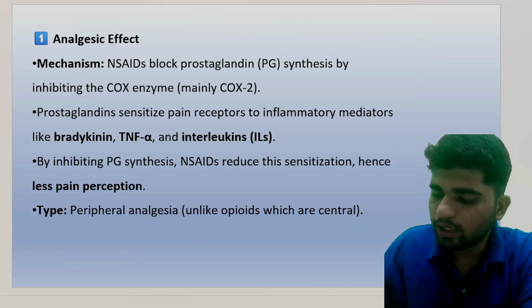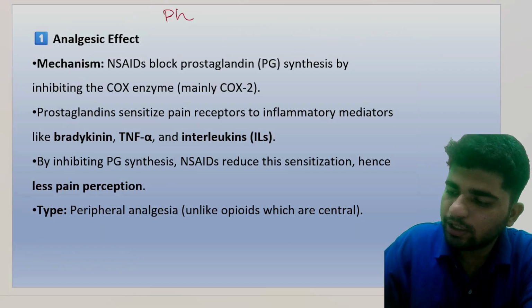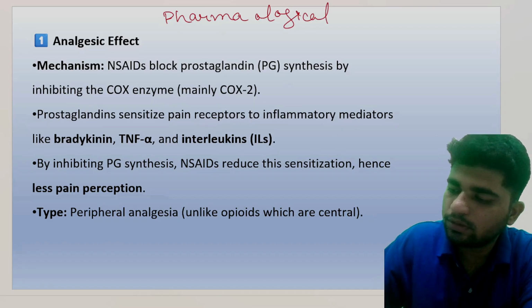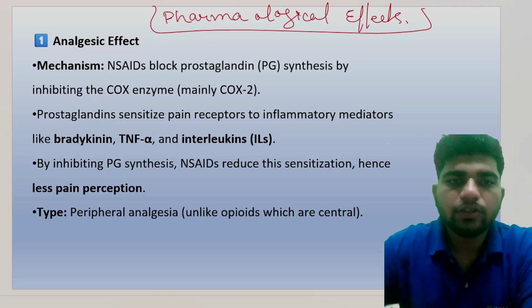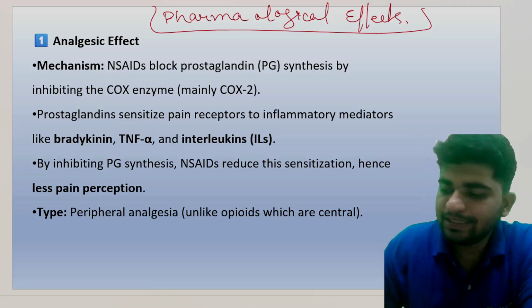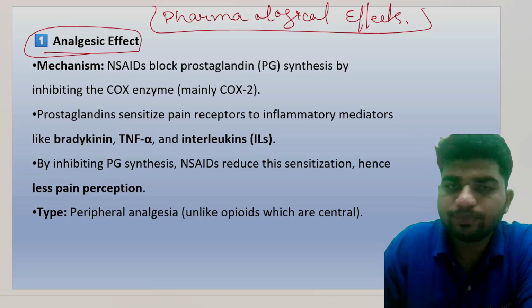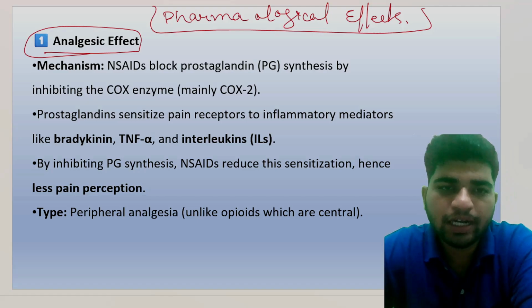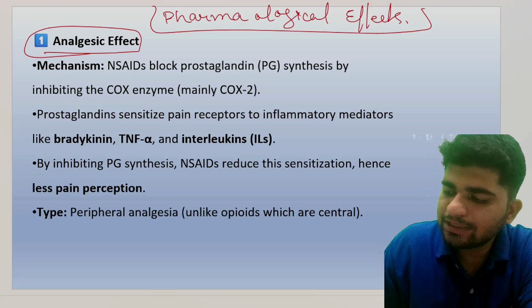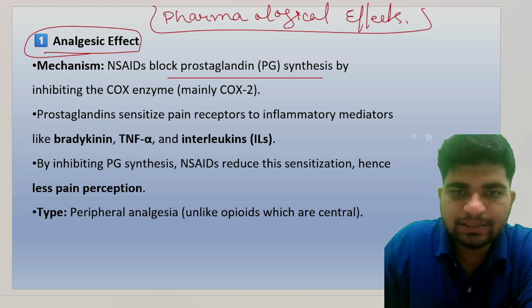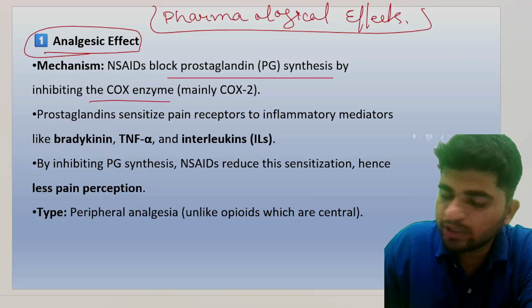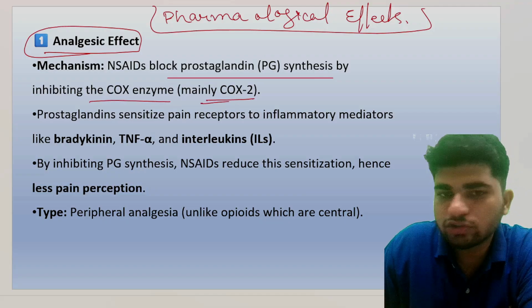All right. So now let's move on to the pharmacological effects. The first one is the analgesic effect. This is very common because it is a non-steroidal anti-inflammatory drug, so it does have the analgesic effect. What is the mechanism behind it? Because the NSAIDs block prostaglandin synthesis by inhibiting the COX enzyme. Mainly which enzyme? Mainly COX-2 enzyme.